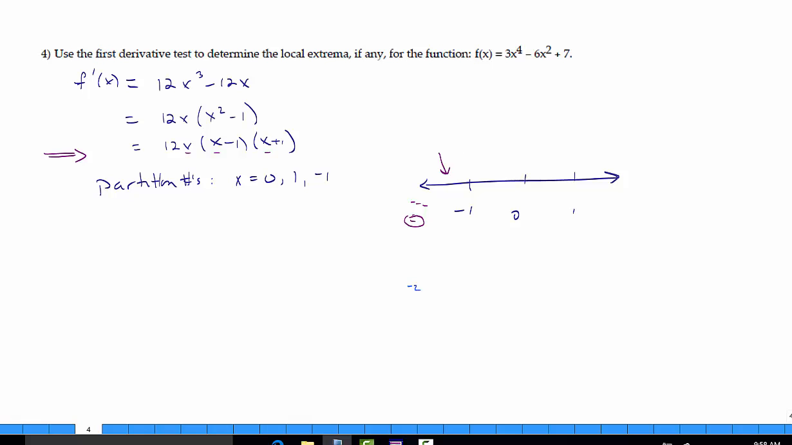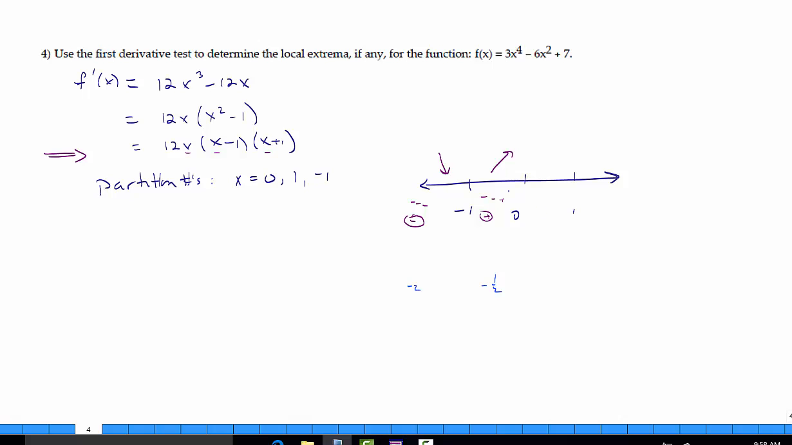Now I'm going to pick a test point between -1 and 0. I'm going to go with -0.5, or -1/2 if you prefer the fraction. So again, plug it in here. 12 times a -0.5 is going to be a negative. Then -1/2 minus 1 is a negative, and -1/2 plus 1 is a positive. So negative times negative times positive is going to be a positive result, so we will be increasing.